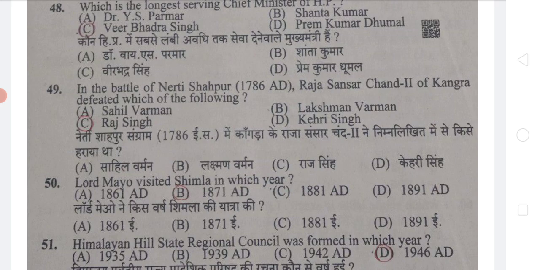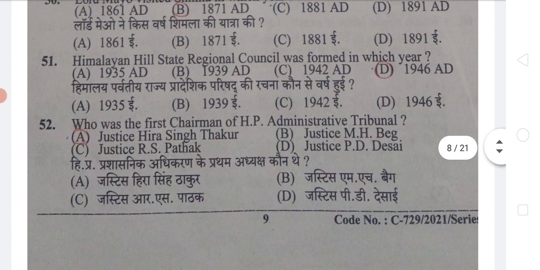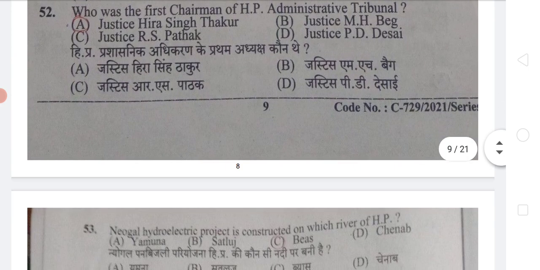Lord Mayo visited Shimla in which year? B. 1871 AD. Himalayan Hill State Regional Council was formed in which year? D. 1946 AD. Who was the first chairman of HP Administrative Tribunal? A. Justice Hira Singh Thakur.